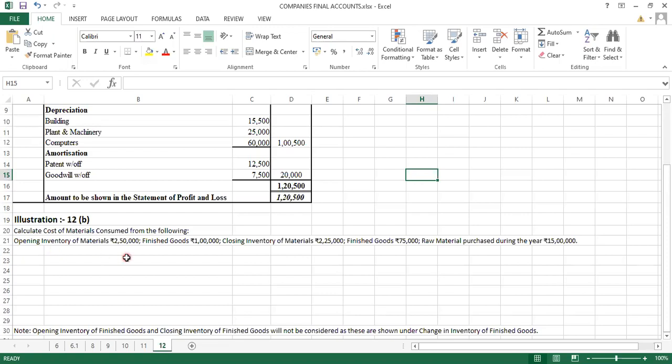So opening inventory of the material is given. We have finished goods. Then we have a closing inventory of the material given. Finished goods of 75,000. And raw material purchased during the year is 15 lakh rupees. So from this information, they are asking us to prepare the notes, that is the amount of the cost of material. This information has been written twice.